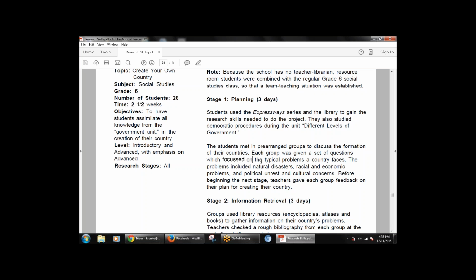And before beginning the next stage, the teacher gave each group feedback on their plan for creating their country. That means for creating a country, the students plan out something, so there will be a pre-planned group available. So students plan out these activities. That is stage number 1, planning.